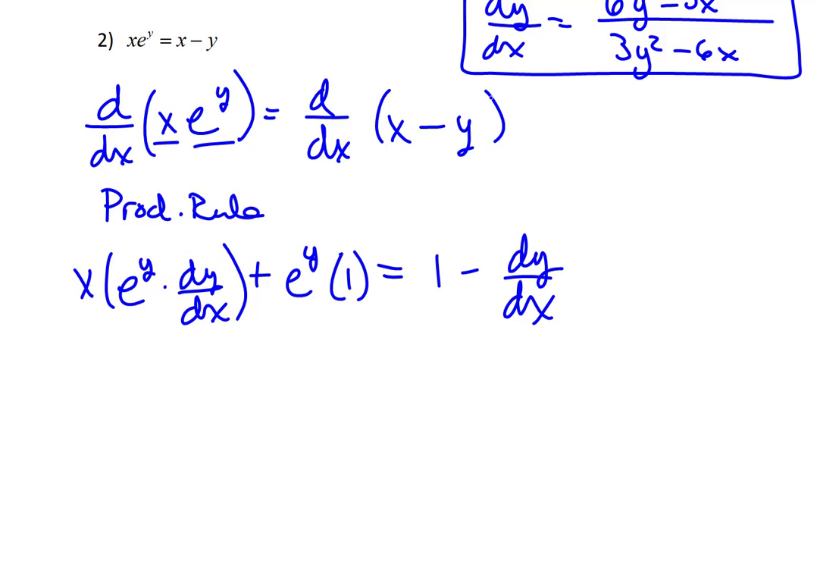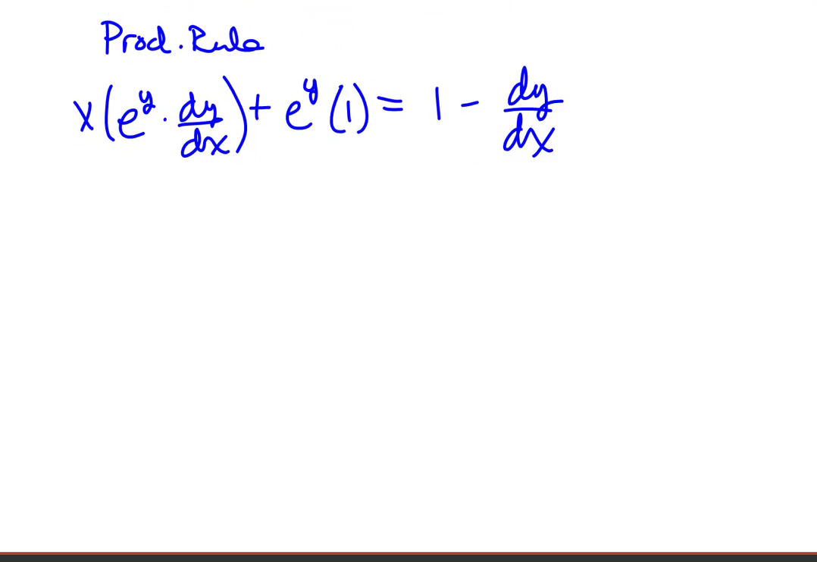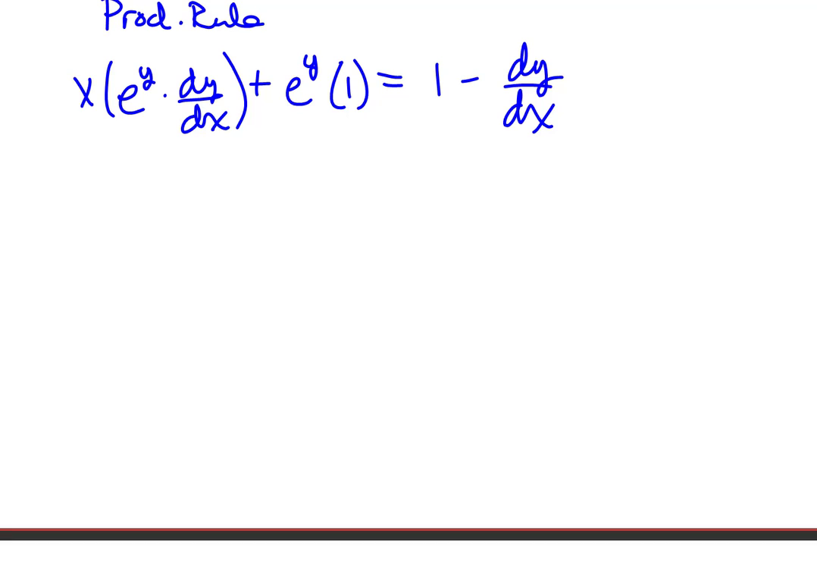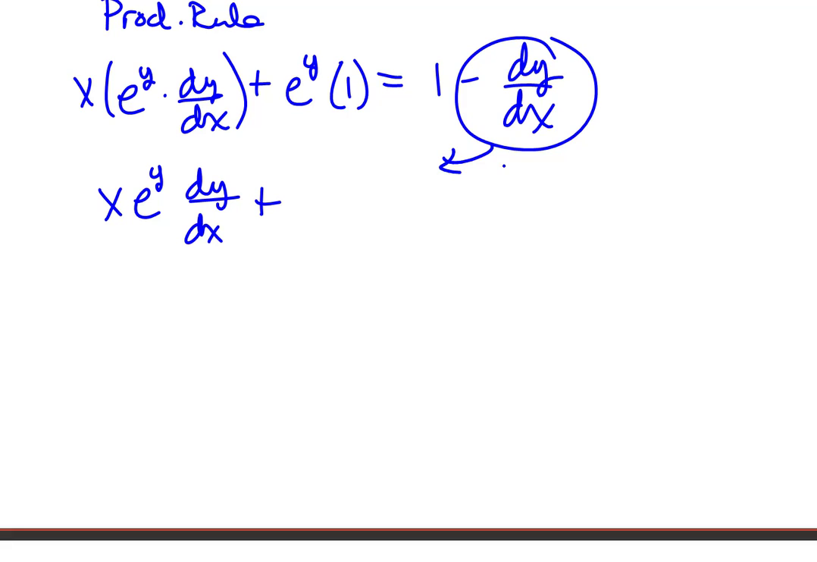Now, remember, the goal is to get dy dx alone. We have a couple of them here, which means we want to solve for them. If I take the left side and move all the dy over dx terms to it, then I'm going to keep this x e to the y dy over dx over there. But then I'm going to add the dy over dx term that we had on the right side over to it, so plus dy over dx. And then I'm going to bring everything else to the other side. I already had a 1 over there, but now I want to subtract this e to the y term that I had on the left side.